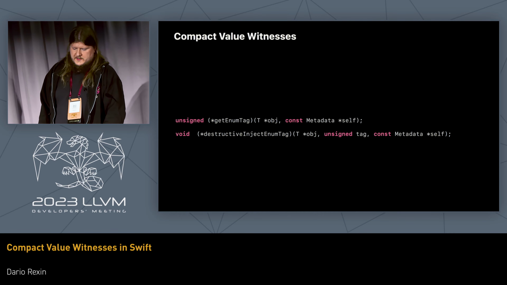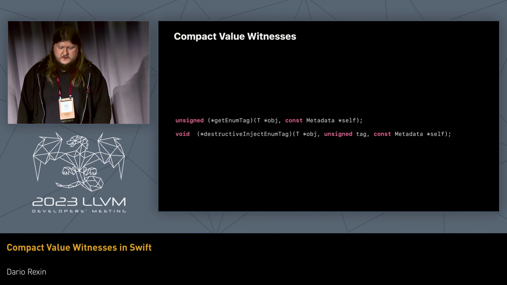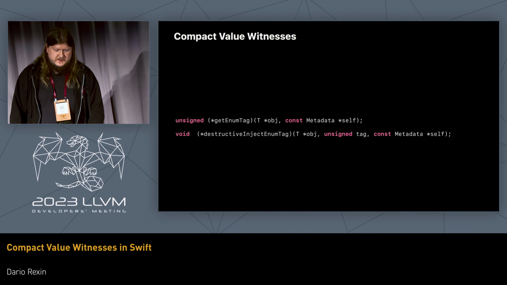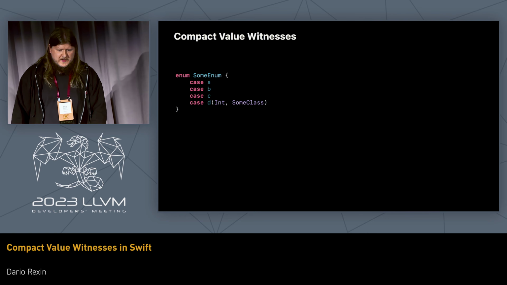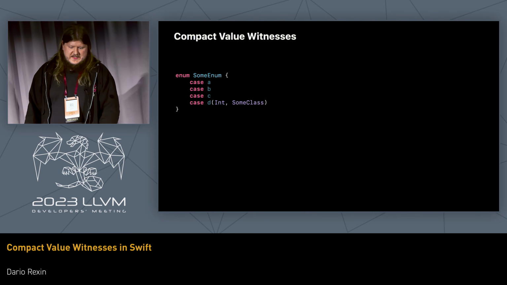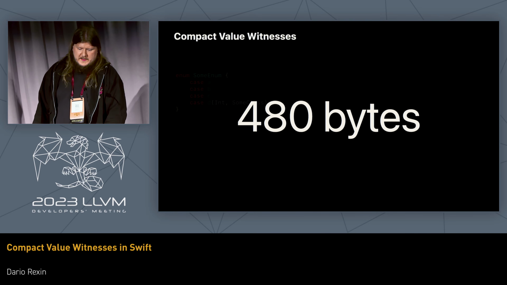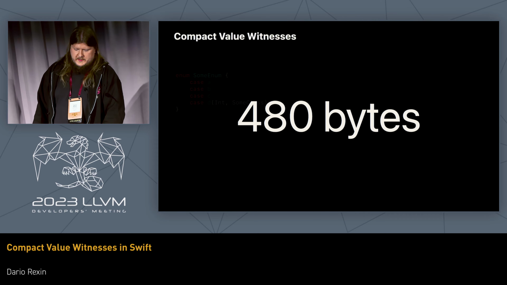If more space than the number of available uninhabited values is required to represent all tags of an enum, extra memory will be allocated after the payload. Because of the added complexity, even this fairly simple-looking enum comes in at a whopping 480 bytes for the 8 value witness functions we're looking at.